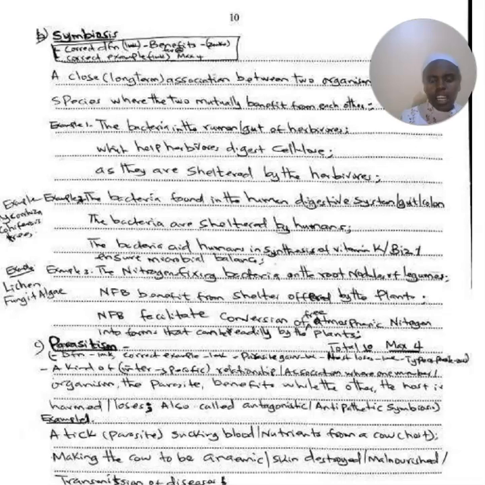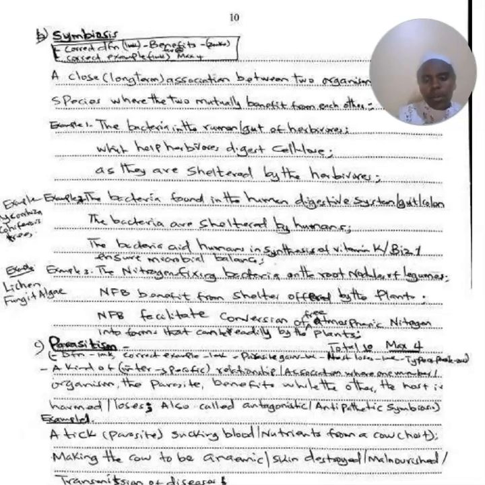Symbiosis, it's an association where two organisms benefit from each other mutually. For example, the bacteria in the gut of herbivores. It helps them digest cellulose because they have that enzyme cellulase.